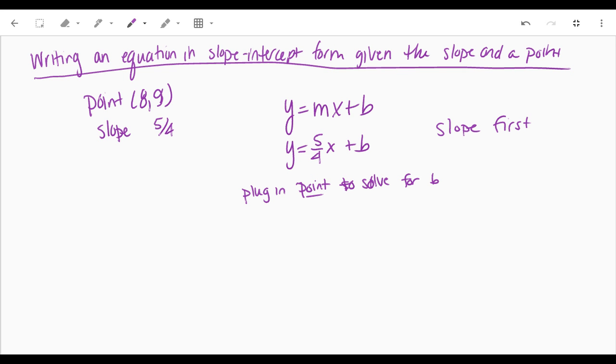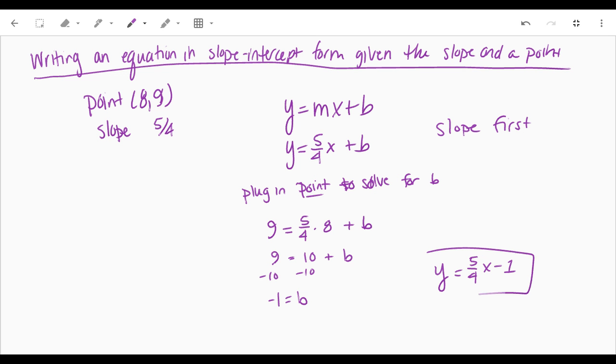Okay, so we can do 9 equals 5/4 times 8 plus b. Well, when you do 5/4 times 8, remember it's easier to do 8 divided by 4 first and you get 2, and then times 5 you'll get 10. So 9 equals 10 plus b. So subtract 10, -1 equals b. Okay, so now we know m and b, and we'll have y equals 5/4 x minus 1.